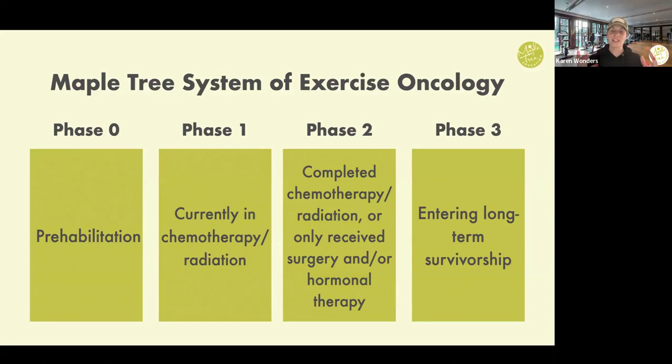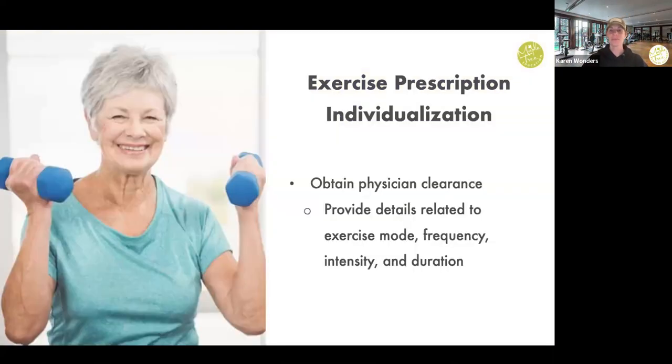So we just instinctively know if we have a phase 1 patient, that means they're currently in chemotherapy or in radiation, and we need to protect their immune system. That's just kind of how our brains work when we're working with patients.